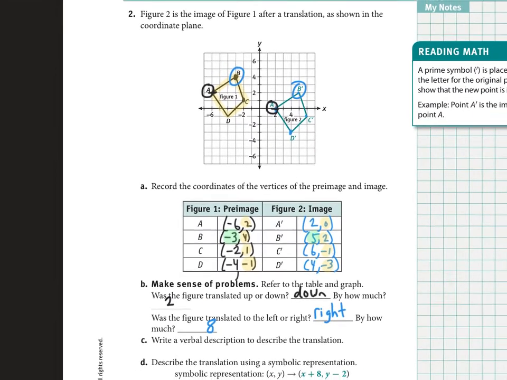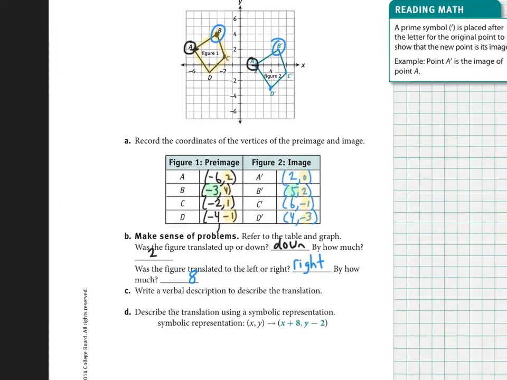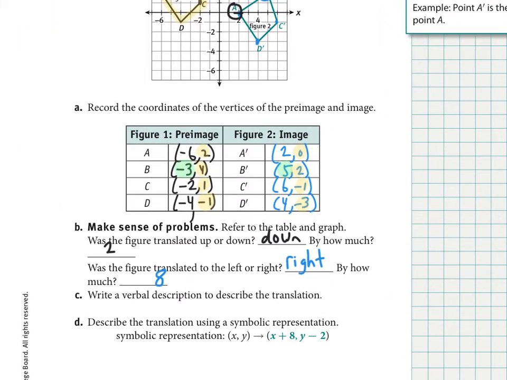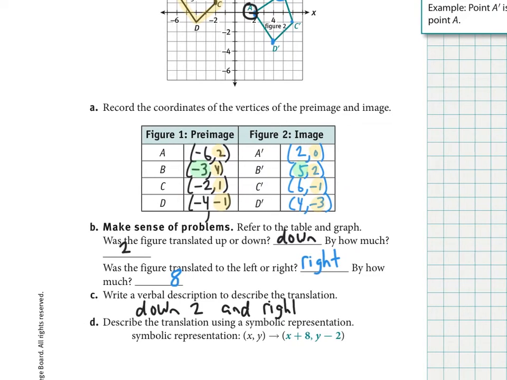Okay, so for a verbal representation of the translation, verbal, you're just writing words. You're going to write down 2 units down and right 8 units. That's all verbal is. If you're going to explain this to someone verbally, you would just say those words.